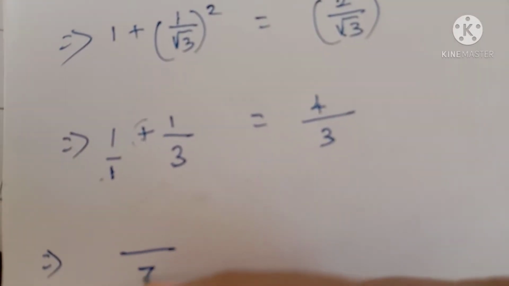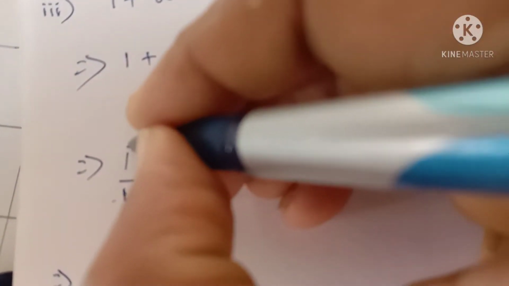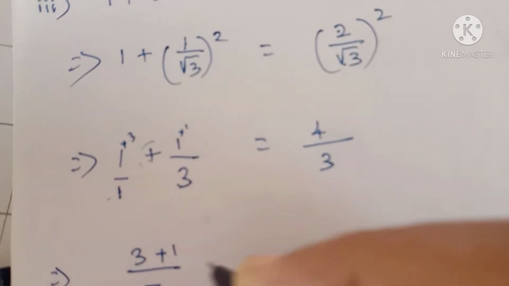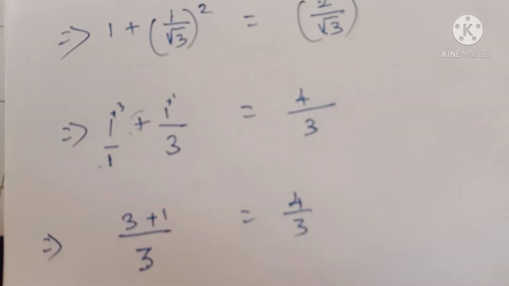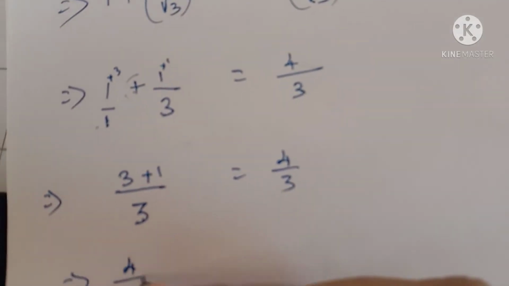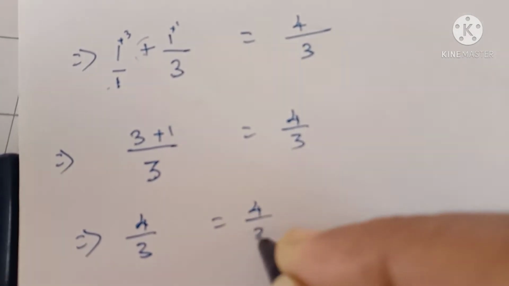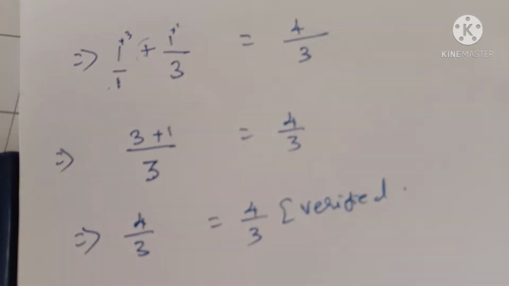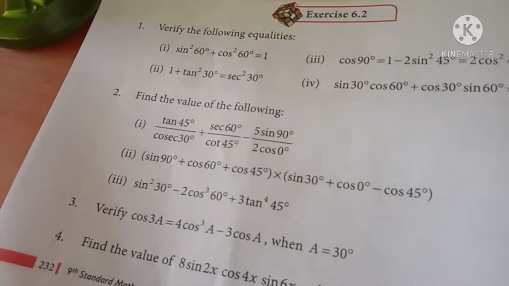Take the common denominator and cross multiply, 3 into 1. So 1 threes are 3 plus 1, which is equal to 4 by 3. So 3 plus 1 is equal to 4 by 3. Hence verified. Fourth question, do as homework. We'll move to the second Roman number.